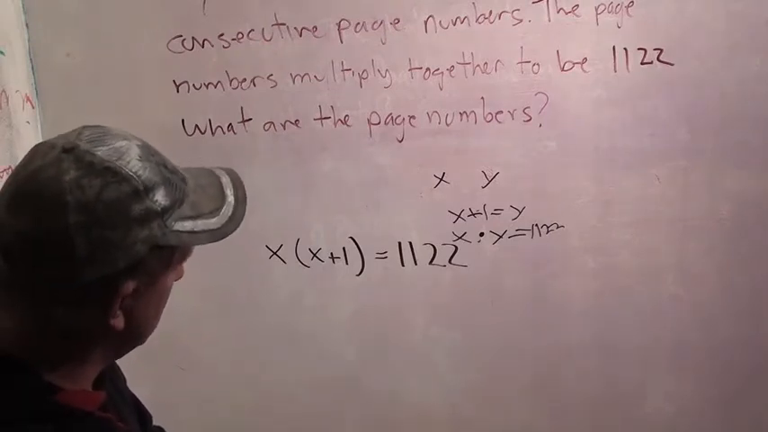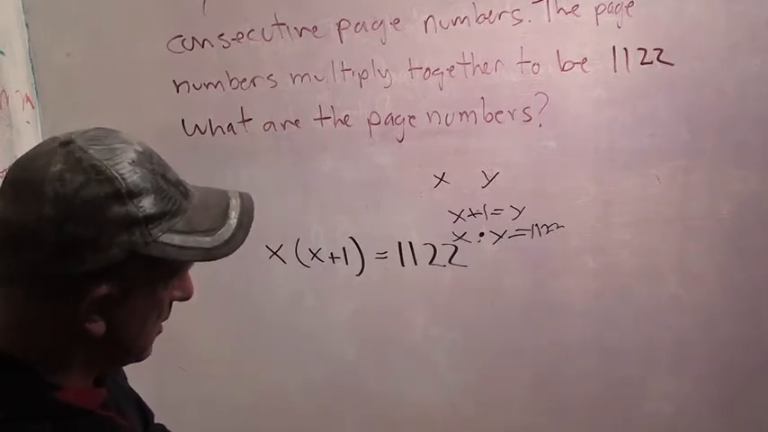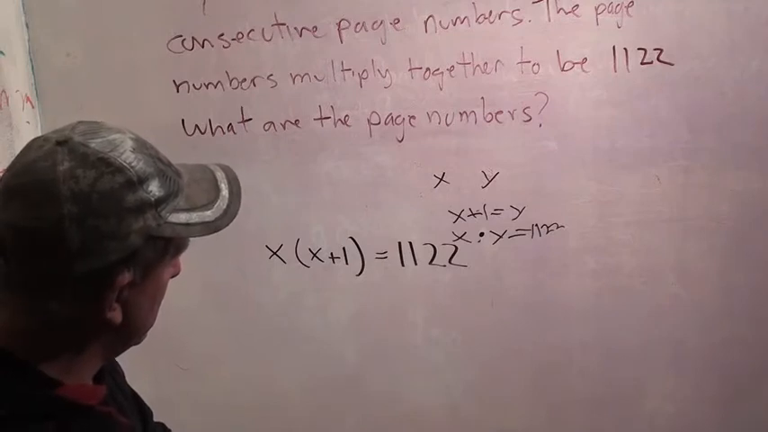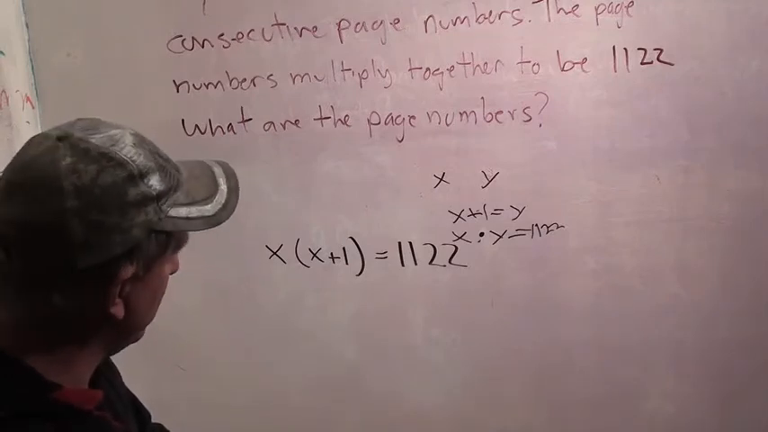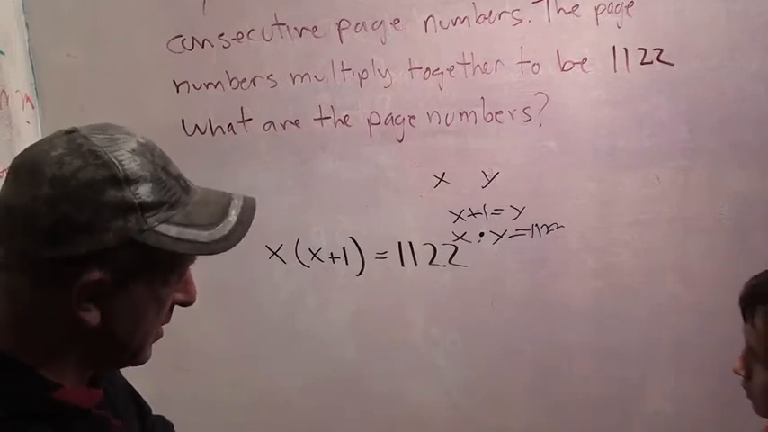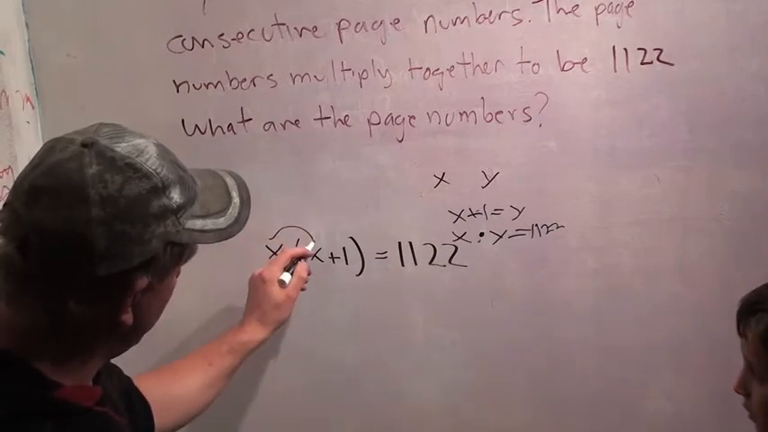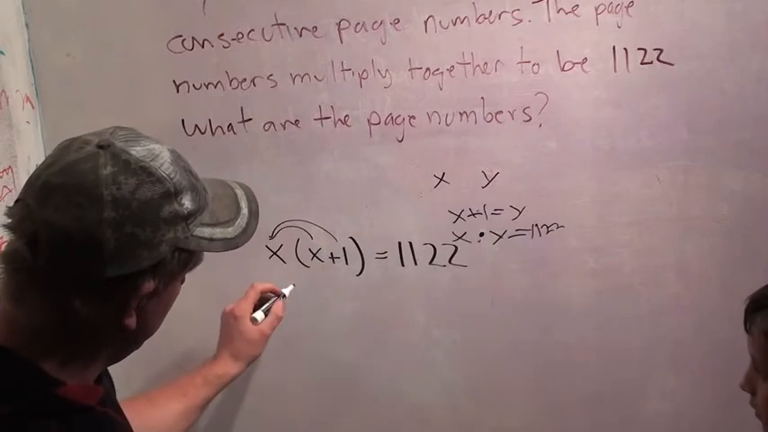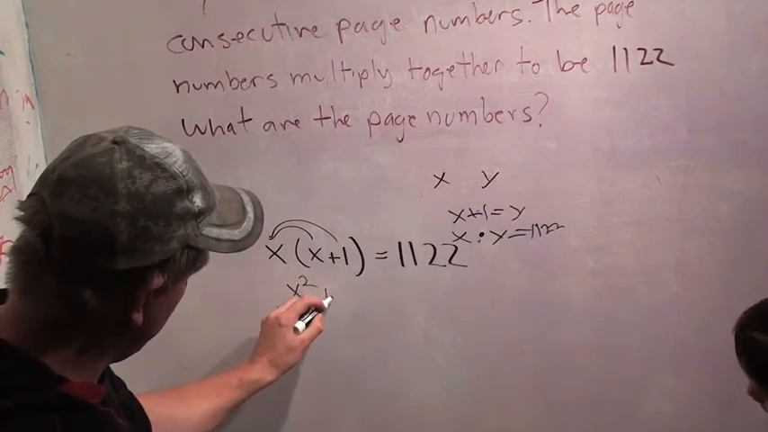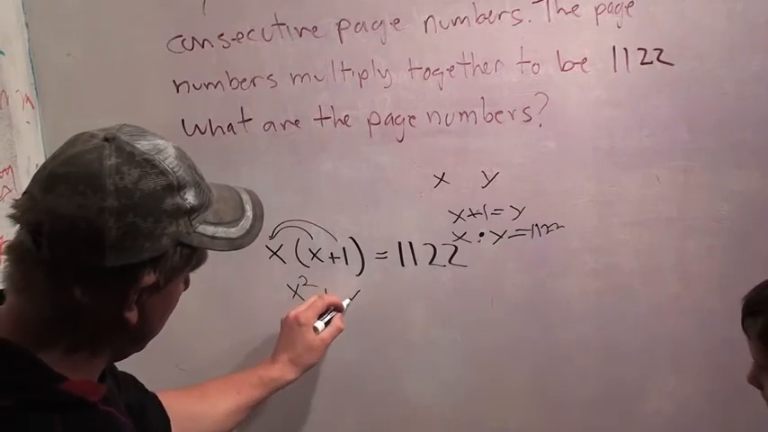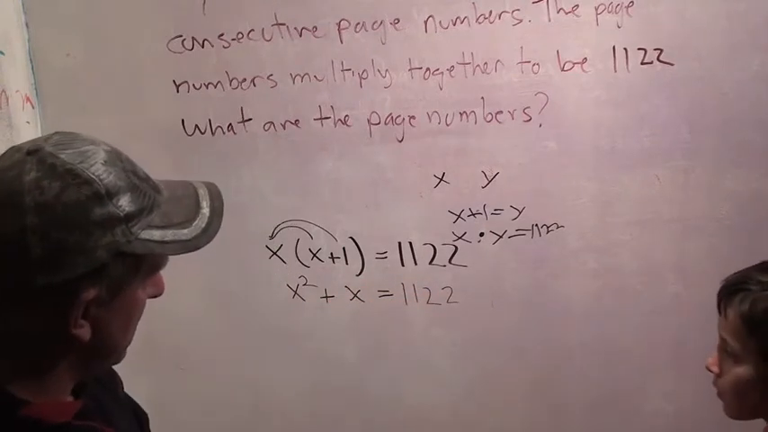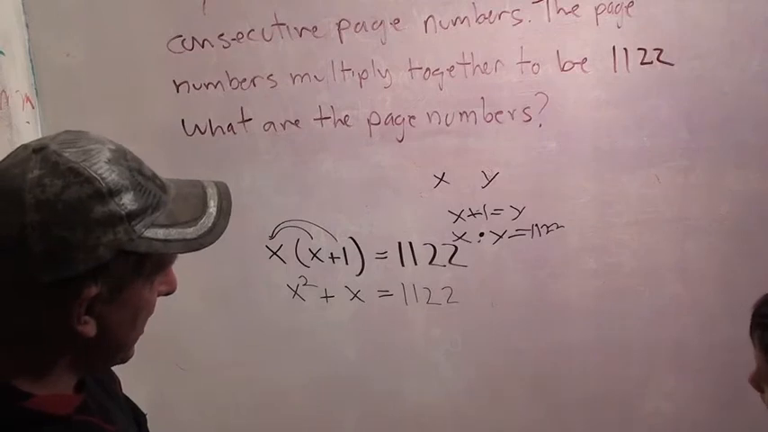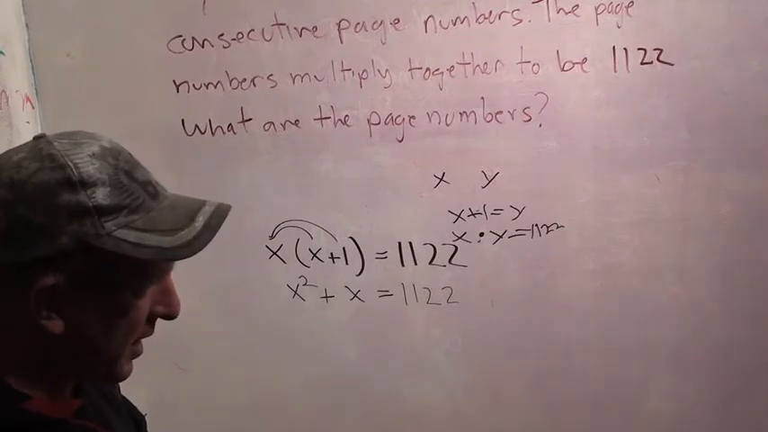It's not x times x plus 1, it's x times x plus. You multiply x times x and x times 1. So this is x squared plus x, which is 1,122. Okay? Yep.